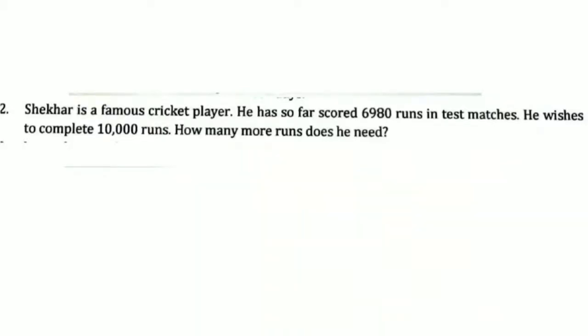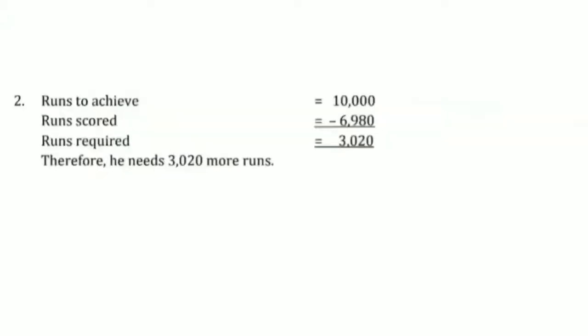See the solution. Runs to achieve, 10,000, and runs scored means these many runs he scored. How many? 6,980. So we will subtract 10,000 minus 6,980. So it will come 3,020. Therefore he needs 3,020 more runs.